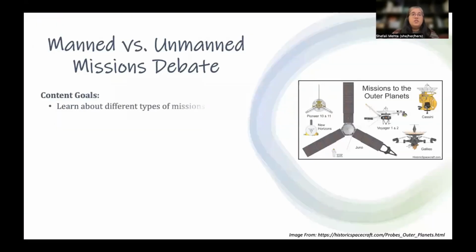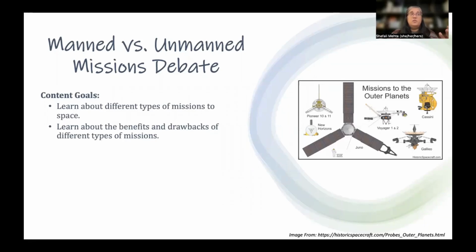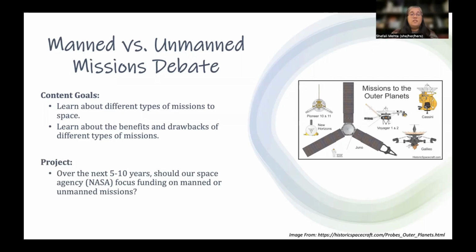The next project that I'd like to talk about is the manned versus unmanned missions debate. And here, the goal is really to learn about the different kinds of missions that have gone out into space, things from probes to flybys and orbiters and landers and all of that, as well as manned missions, which include the International Space Station, Apollo missions. Those are the ones that are more common in the United States. So those are the ones I'm familiar with. But we also want to think about the benefits and drawbacks of those missions.